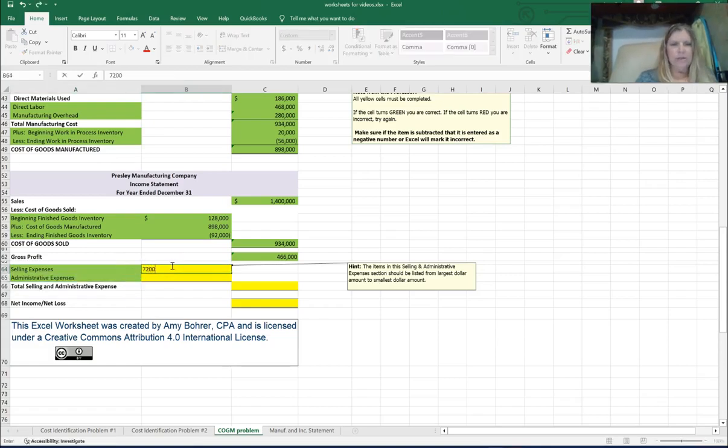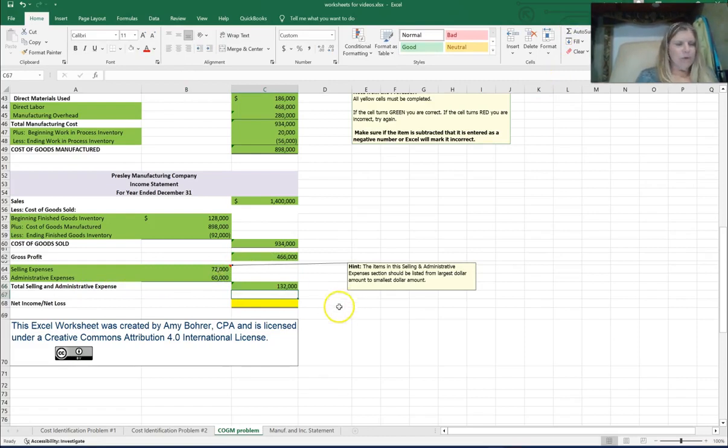So 72,000 and 60,000. And then it's asking us to add those two together to come up with a total. So let's do that. You get 132,000, and then all we have to do to come up with our net income is to take that gross profit and subtract out our total selling and administrative expenses, and that will be our net income, $334,000.